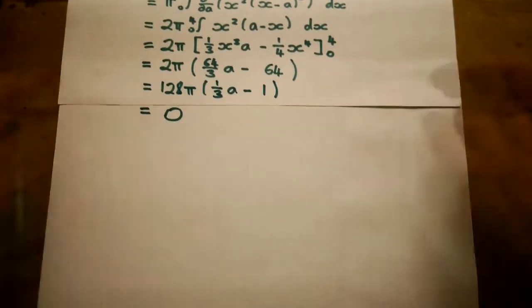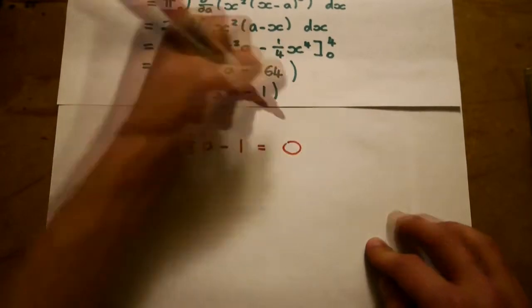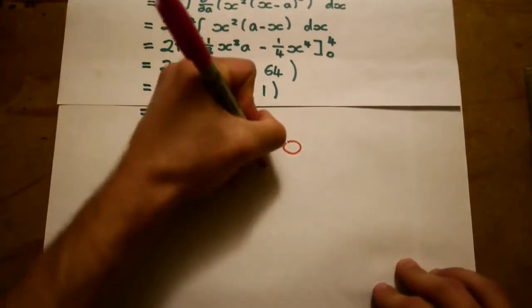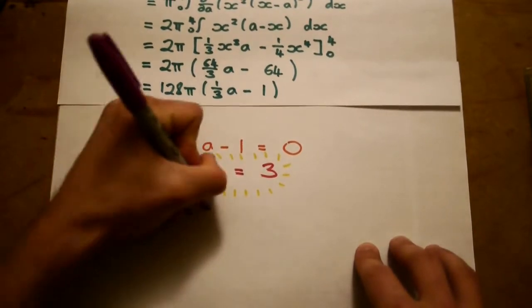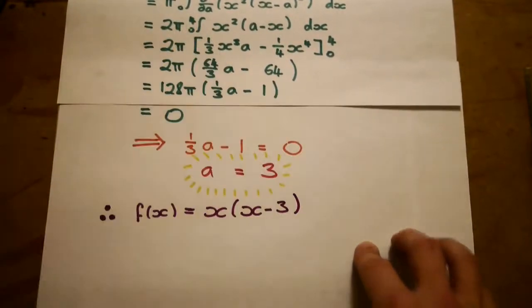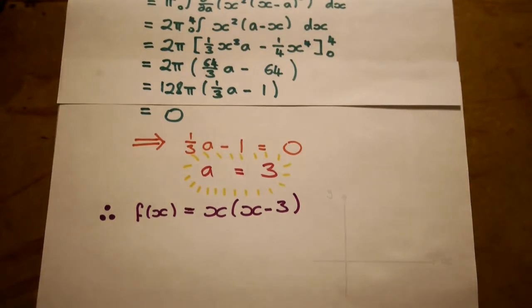Now set this equal to 0, and we see that a third a minus 1 equals 0. And so we have a equals 3. This tells us f of x equals x multiplied by (x minus 3) gives us the minimum value of the volume of revolution over x from 0 to 4.